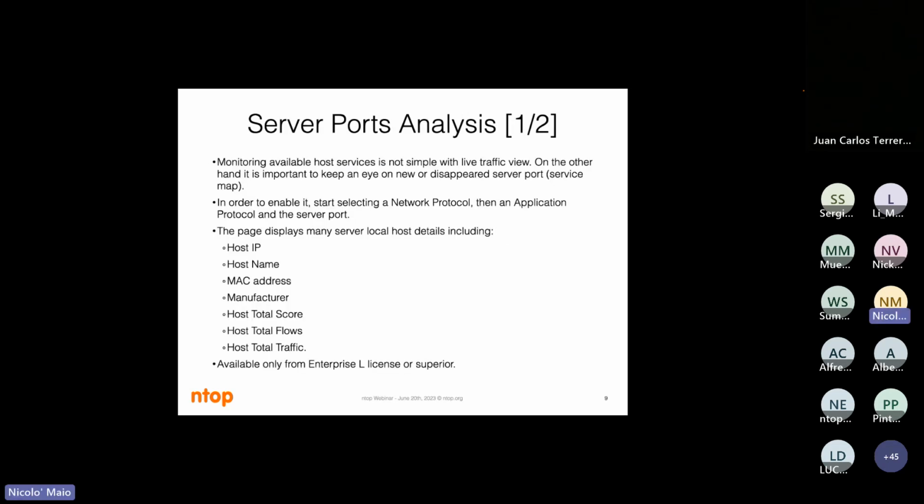Now I'm going to talk about the server ports analysis page. Monitoring available host services is not simple with live traffic view. On the other hand, it is important to keep an eye on new or disappeared server ports. In order to enable it, start by selecting a network protocol, then an application protocol, and the server port. The page displays many server localhost details, including host IP, host name, MAC address, manufacturer, host total score, host total flows, and host total traffic.